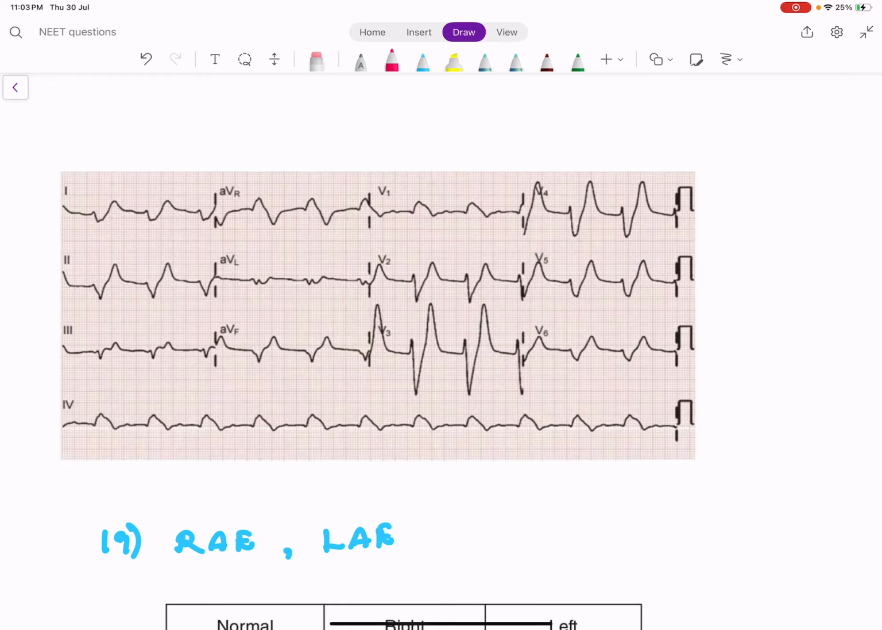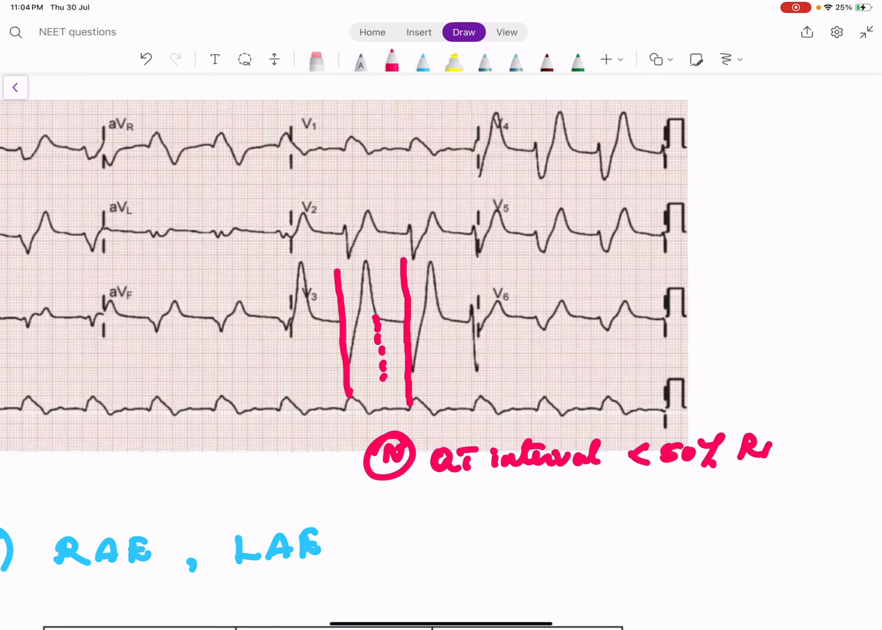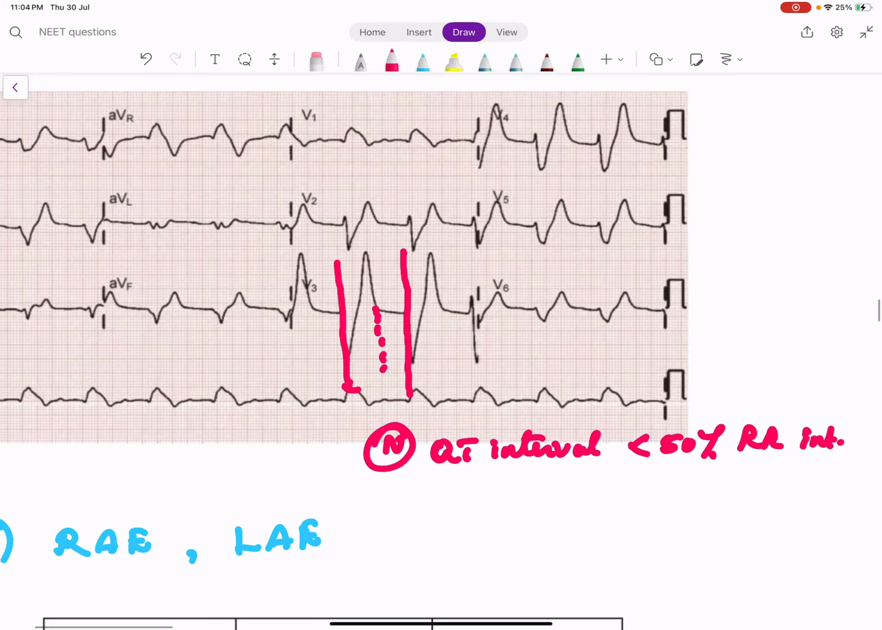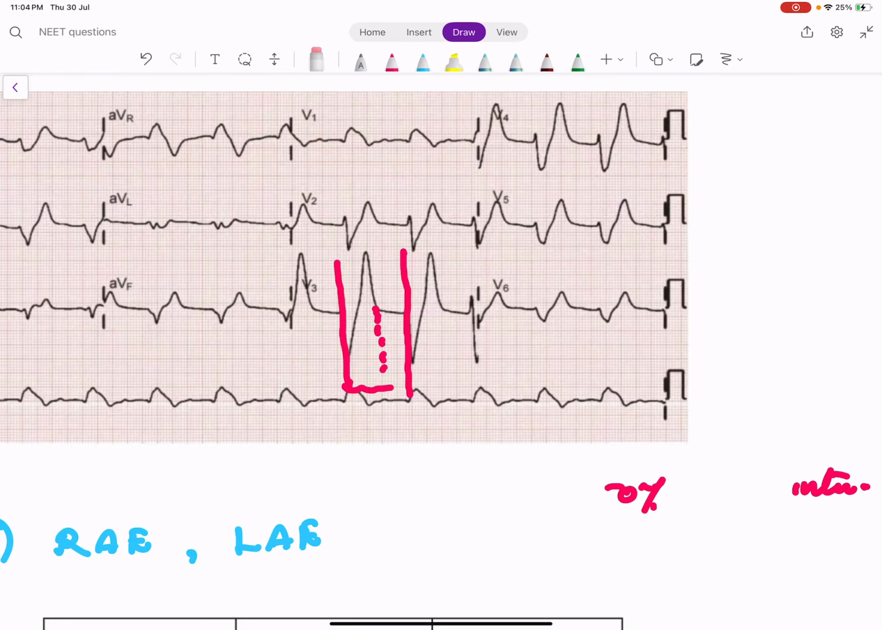I'll tell you one simple technique to identify QT prolongation. First calculate the RR interval. Then you draw a line for the QT interval. The normal QT interval is less than 50% of the RR interval. But here you can see the QT interval is more than 50% of the RR interval, which means there is QT prolongation. This is the simplest way.